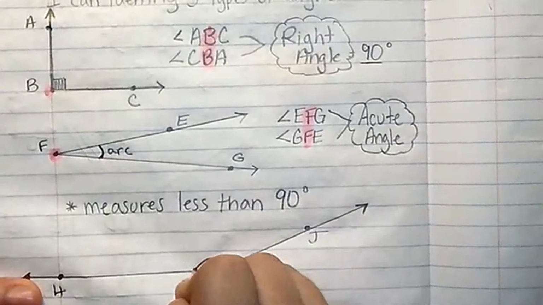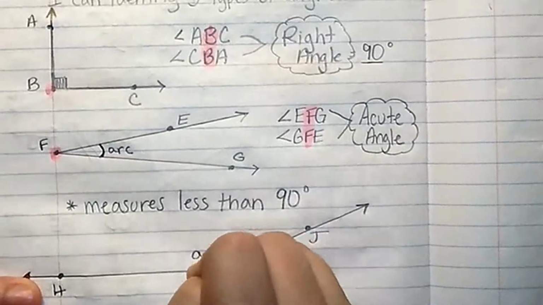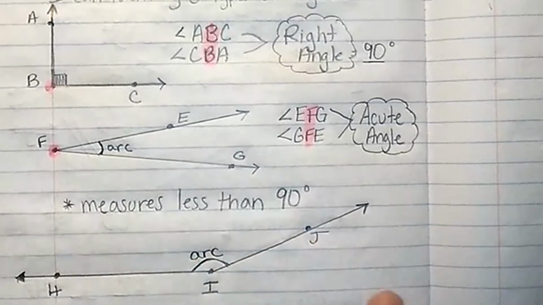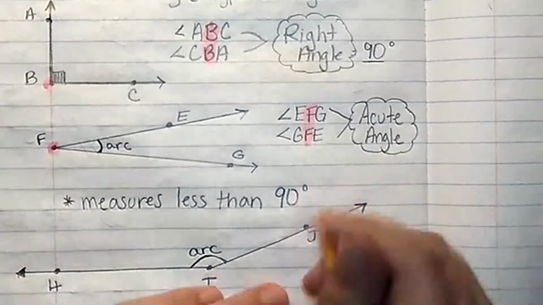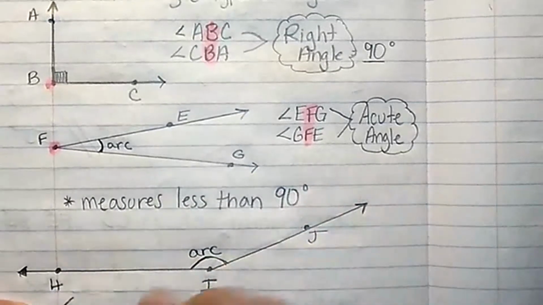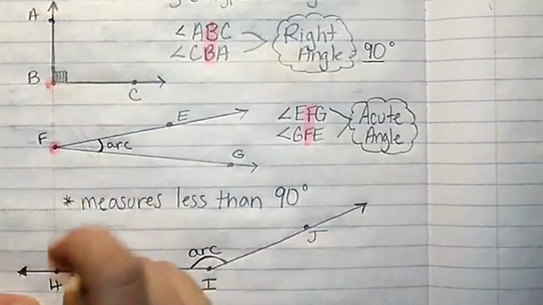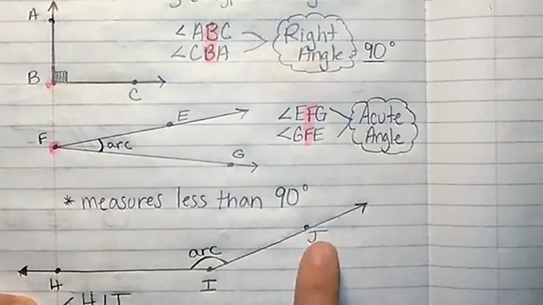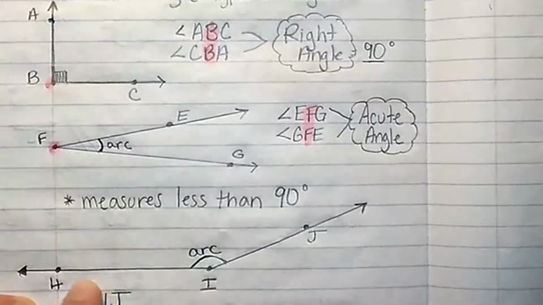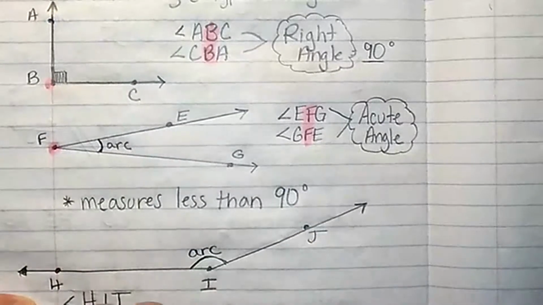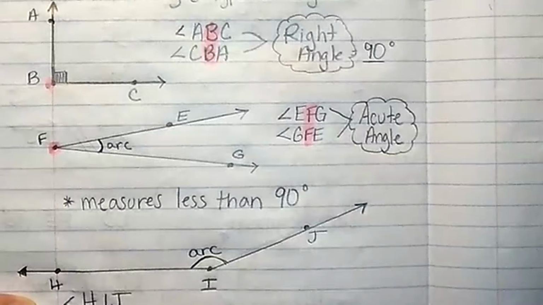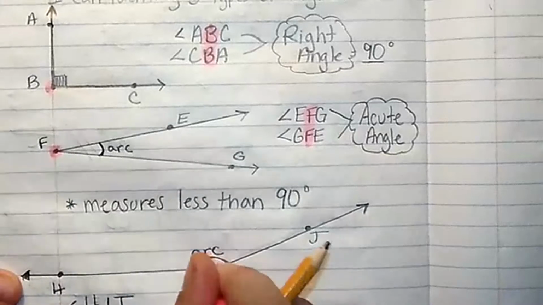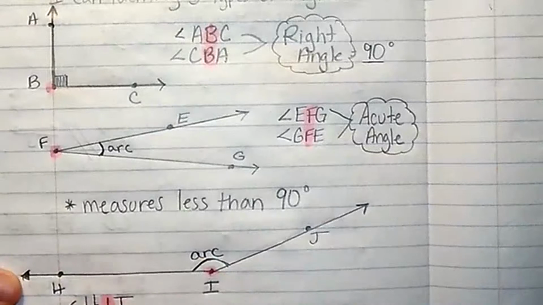This arc in the middle shows me how big my angle opening is. Look at the arc. What's the name of this angle? I could call this angle HIJ. Remember, they have to go in order. Or I could call it angle JIH. Either way, I is the vertex because it's the one that's right in the middle.